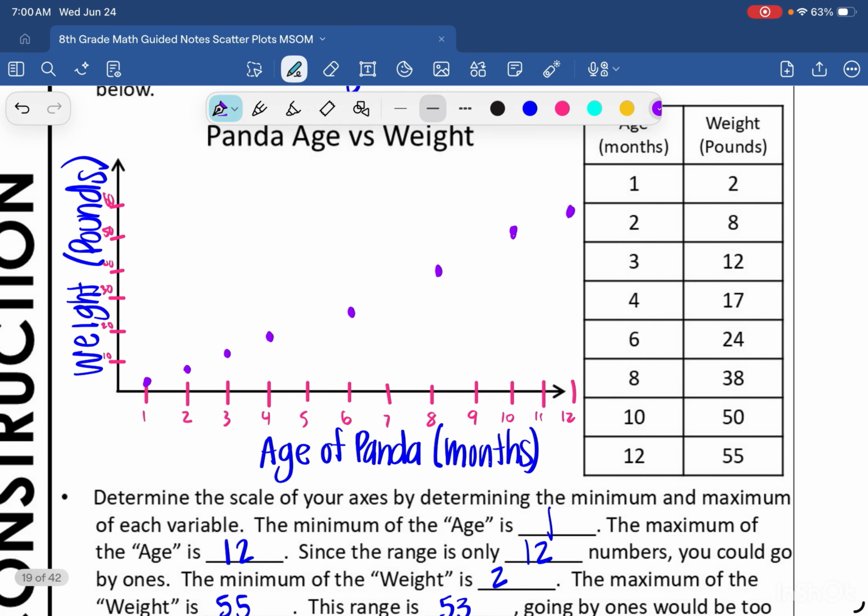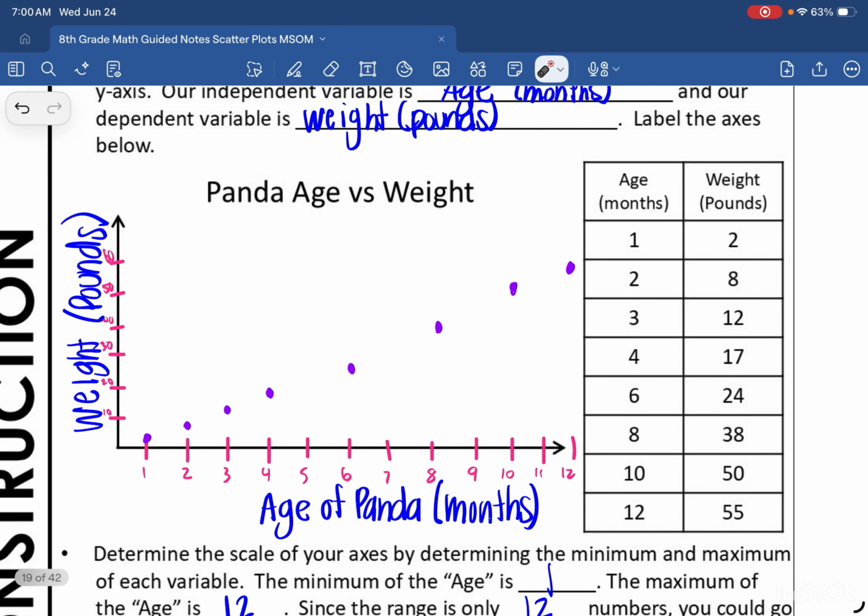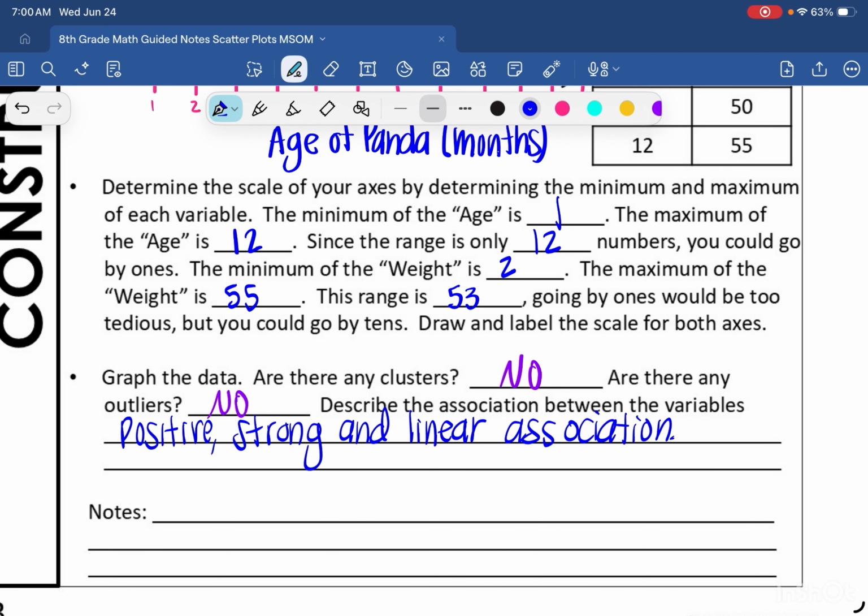Describe the association. So we're looking for, is it positive or negative? And we're going to say positive. Are the points close to the line or far away? I would say they're close, so that's strong. And I would say linear. So we're going to say positive, strong, linear association.